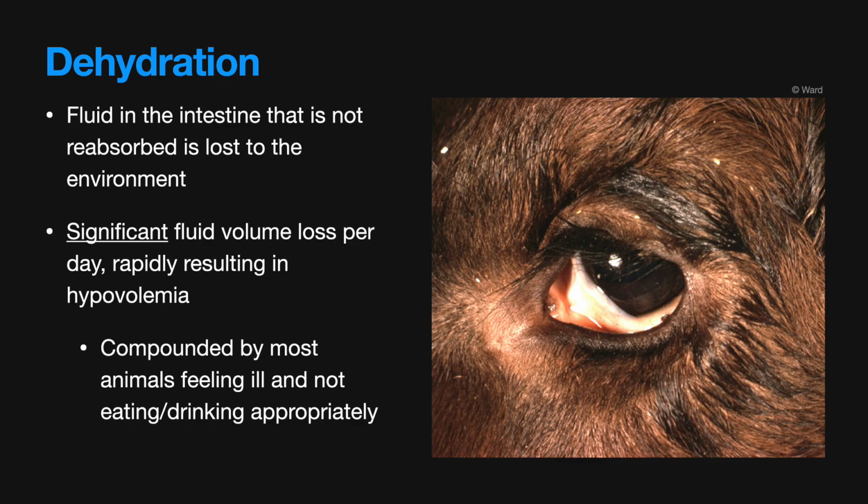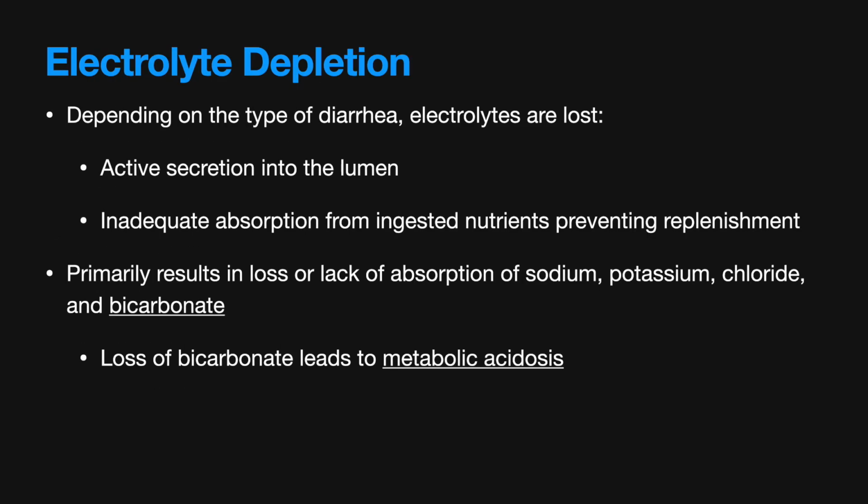That hypovolemia is then further compounded by the fact that the animal feels ill, meaning they are usually not drinking or eating appropriately to help counterbalance that excessive fluid loss. Depending on the type of diarrhea, electrolytes can be lost either due to active secretion into the intestinal lumen or due to inadequate absorption from ingested nutrients, preventing electrolyte replenishment. With diarrhea cases, we primarily see loss or lack of absorption of sodium, potassium, chloride, or bicarbonate. Bicarbonate loss is particularly significant as it results in metabolic acidosis.